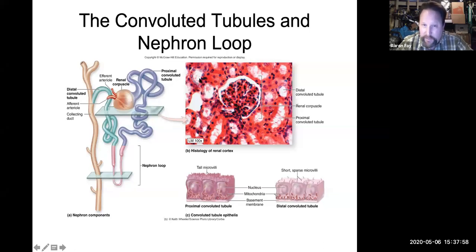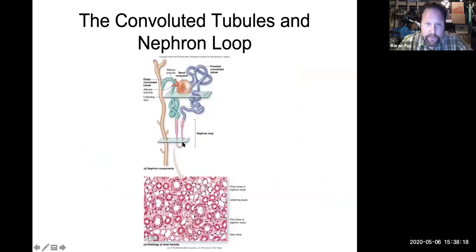I might show you an image like this and ask, is this a renal corpuscle? Is this a PCT? Is this the DCT? Which region of the kidney are we in? All those are fair questions, right? You know this must be the cortex because you see a renal corpuscle here. You see a glomerulus here. Right. We go to the next image.